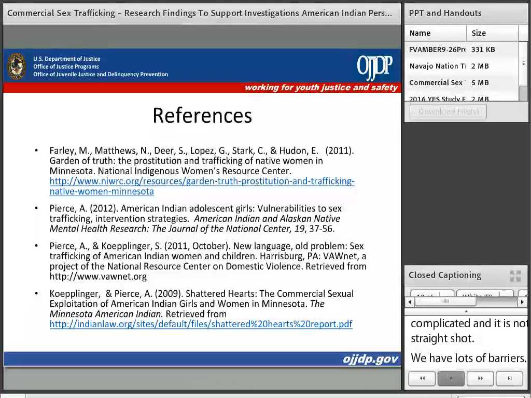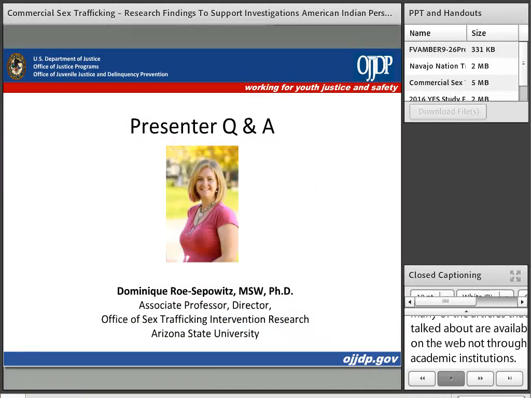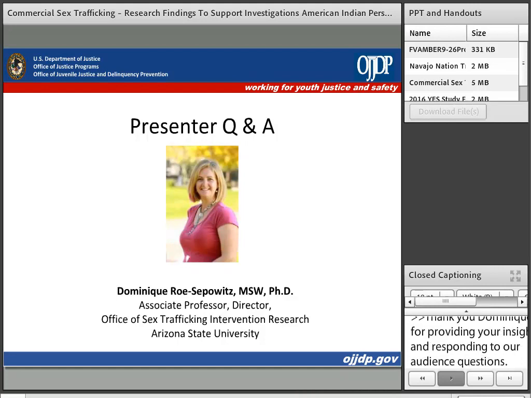I really want to emphasize that trafficking research is complicated, and it's not a straight shot. We have lots of barriers, but it is incredibly important as a community, as a society, that we look beneath the surface and move forward on this. We have a research center here where we work hard to pursue research. There are a number of other institutes around the country doing really great work, and I want to encourage you to try to access their research. Many of the articles that I talked about are available on the web, not through academic institutions. It's important that we know more and ask more questions, and do this research ethically and culturally appropriately moving forward.